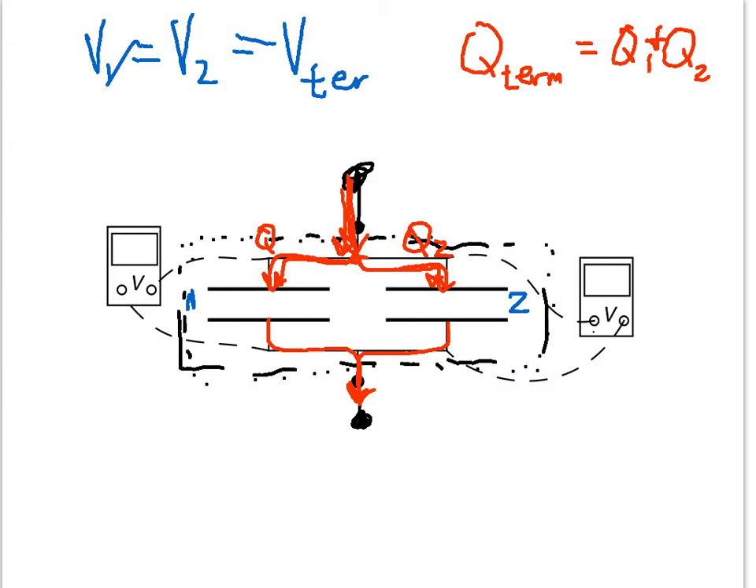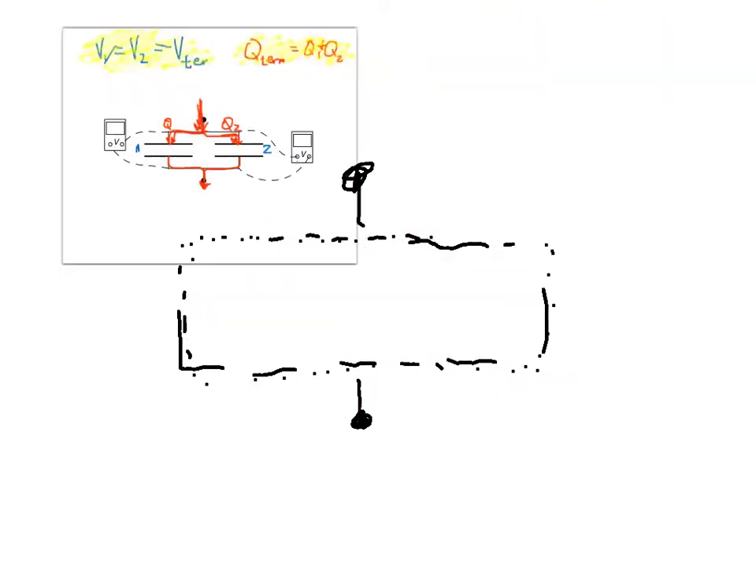So with capacitors in parallel, we've got two key ideas. One is that the potential difference over the whole combination is the same as the potential difference over any one, and that the charge on the whole combination is the combination of the two charges. So using that, we should be able to compute what the equivalent capacitance of this combination is.